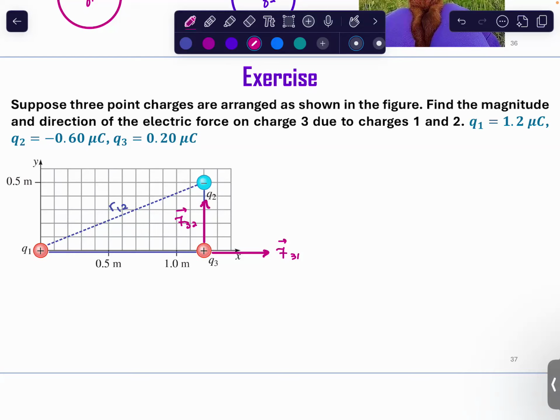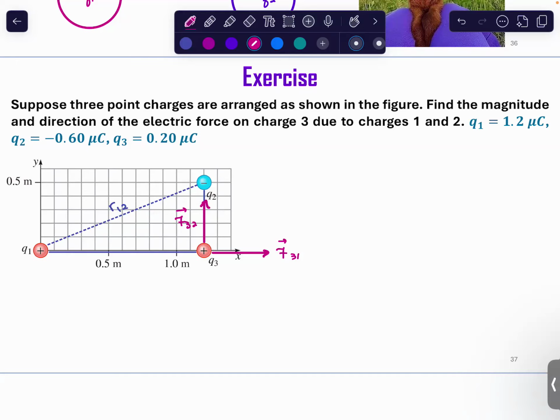We're not worried about the forces on the other charges right now. They're all providing forces to each other simultaneously, but right now we're only worried about the force on charge 3.